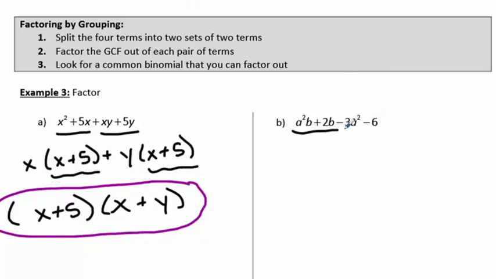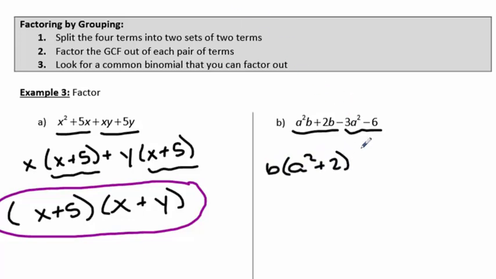So the grouping part is when I group into two separate groups, the first two terms and the last two terms, and factor each group separately, ignoring the other. So the first group has b in common. If I factor the b out, I'm left with a squared plus 2.